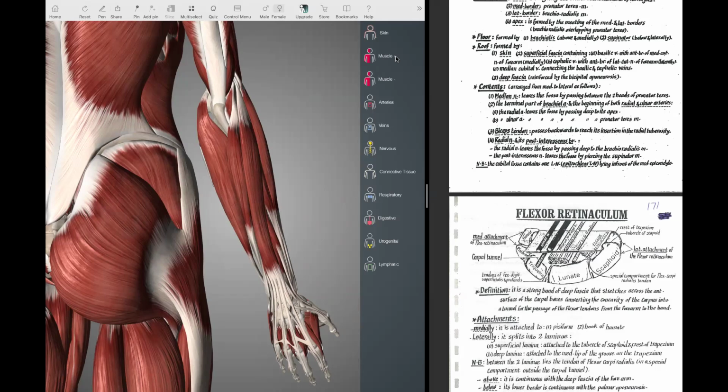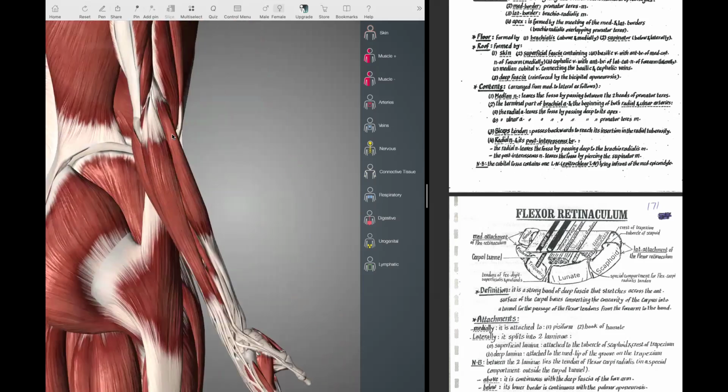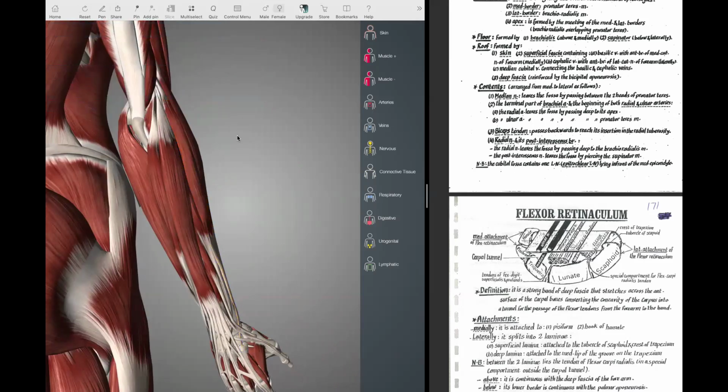Okay, are we guys ready? Yeah. Okay. All right. So now, okay. Now I have finished the flexor compartment. Wait, give me a second. Okay. All right. So now let's reset.